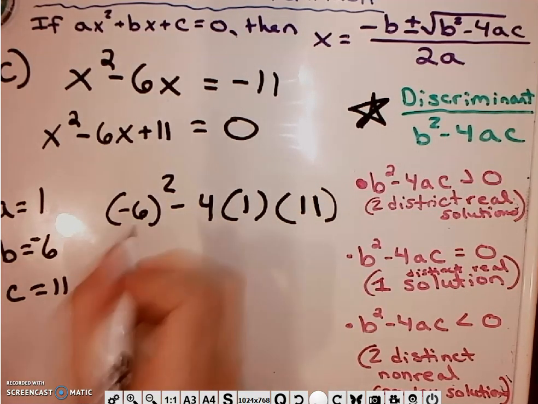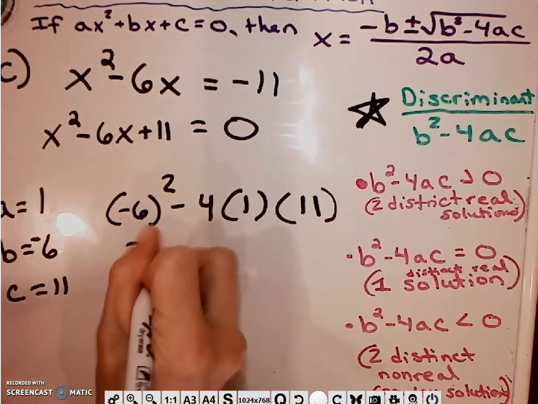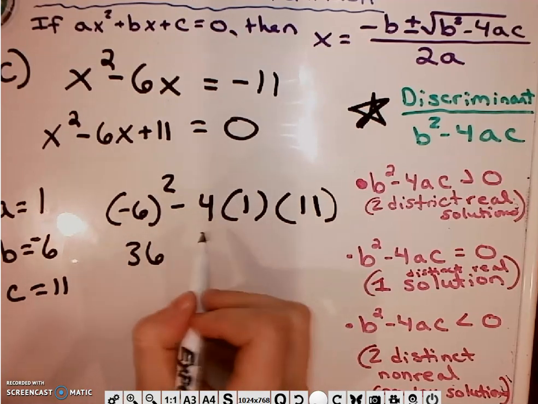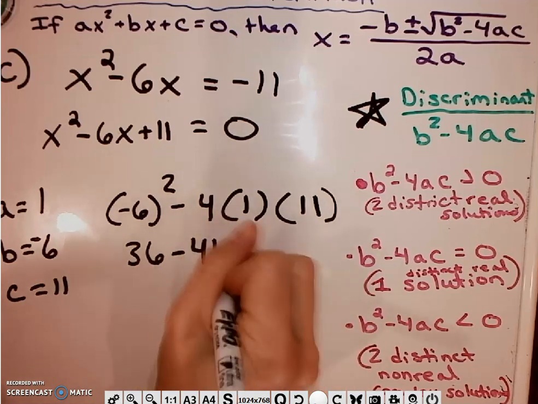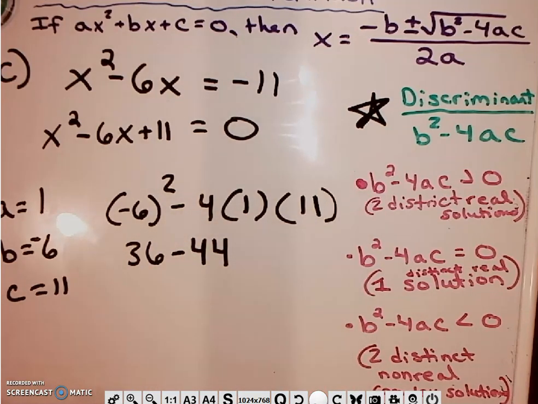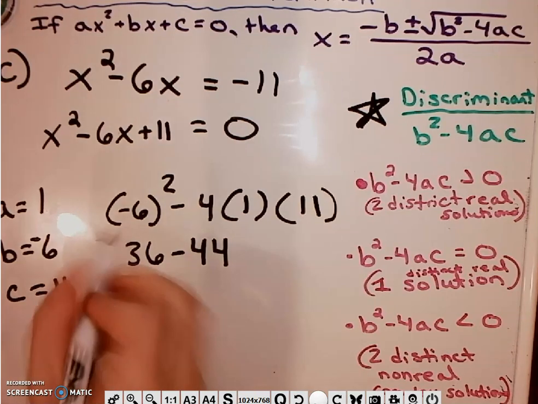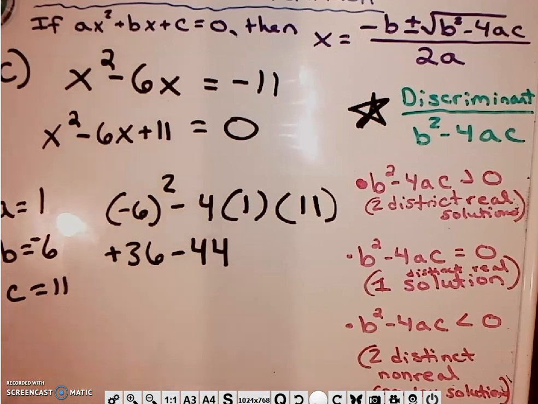Now I'm going to solve. Negative 6 times negative 6 is 36. And then I have negative 4 times 1 is negative 4, times 11 is negative 44, or minus 44. So now I have 36 minus 44. Remember, if I have 36, this is like a positive in front of it, right? If I have positive 36 and I take away 44, I'm going to end up in the negative.